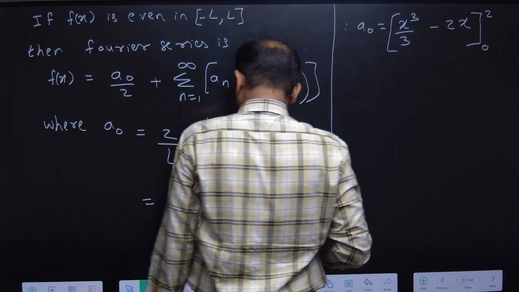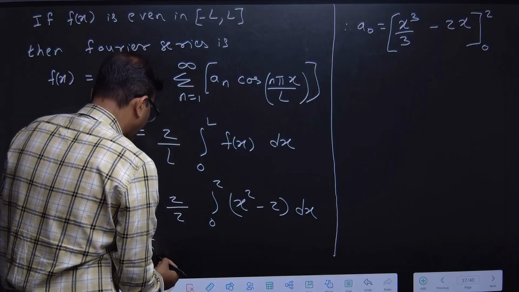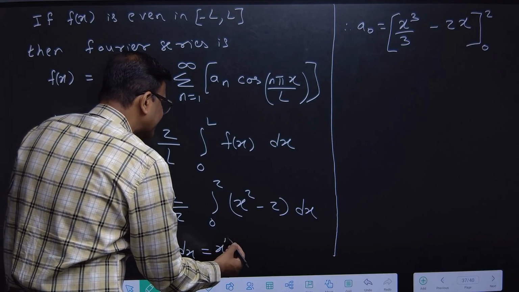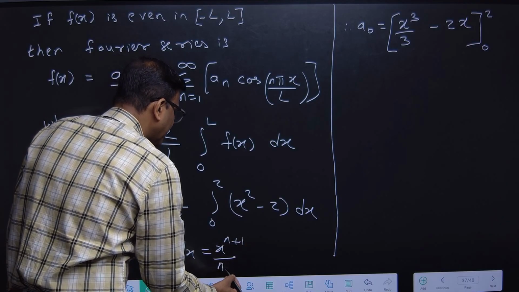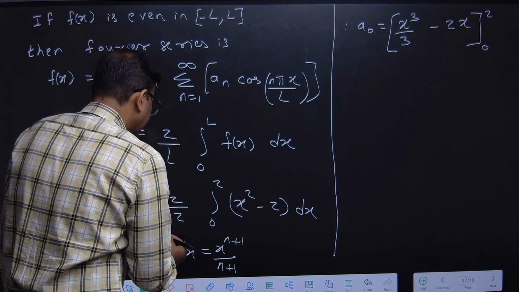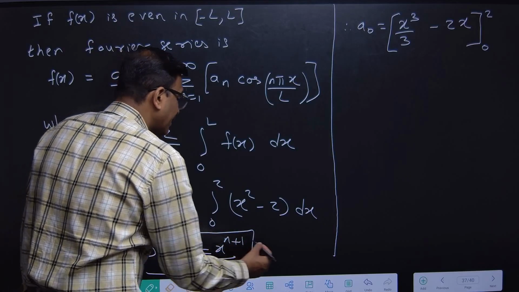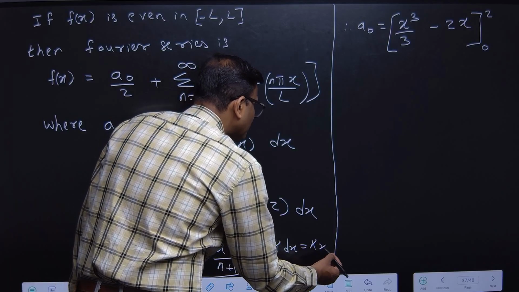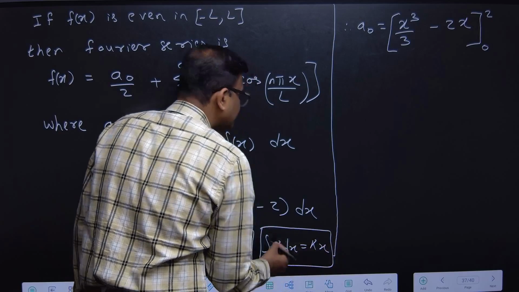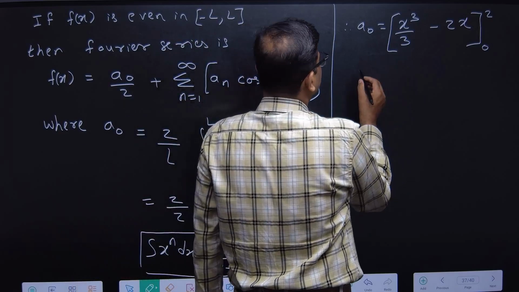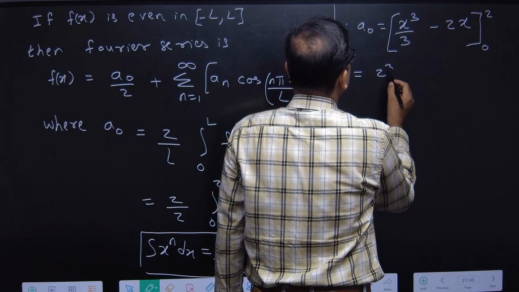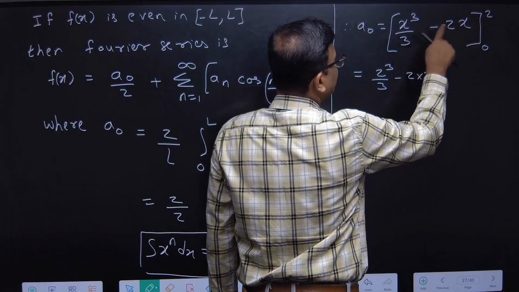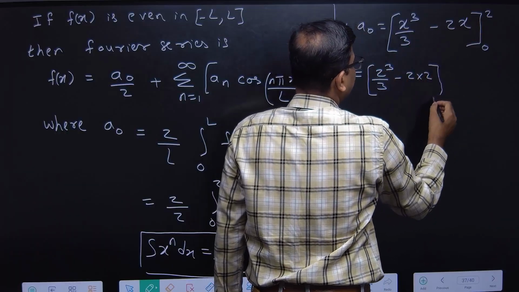Remember, we have used the formula that integration of x raised to n dx is x raised to n plus 1 upon n plus 1, and integration of k dx is k into x. This is the formula that we have. Now, if you put the limits, it will be 2 cube upon 3 minus 2 into 2. If you put the upper limit 2 in place of x, we'll get this first bracket minus.